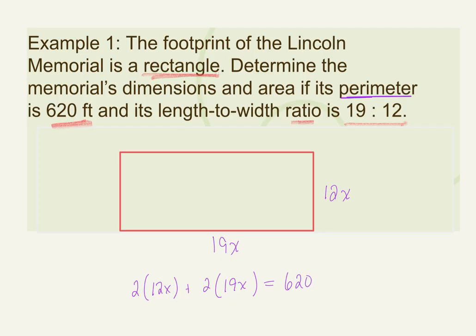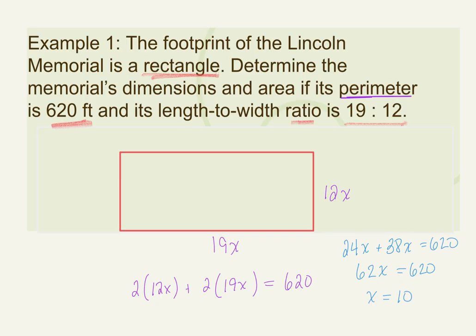And once again, we have a fairly simple equation to solve now that we have set it up. 2 times that 12x plus 2 times that 19x. And then we want to simplify those like terms. We want to add the 24 and the 38, and they were really nice. Divide both sides by 62. We're going to get x equals 10.